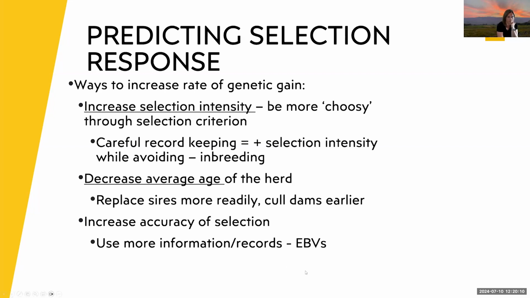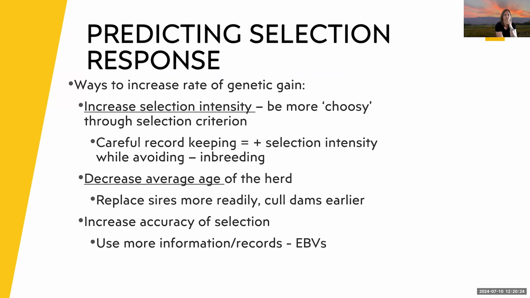And of course, if we increase the accuracy of our selection, that just means having better records, making sure that when we are selecting animals, it's because they really are going to perform that way and not just because we think they might.